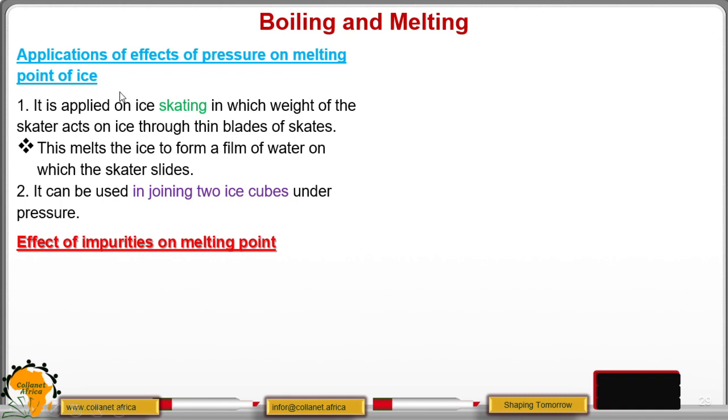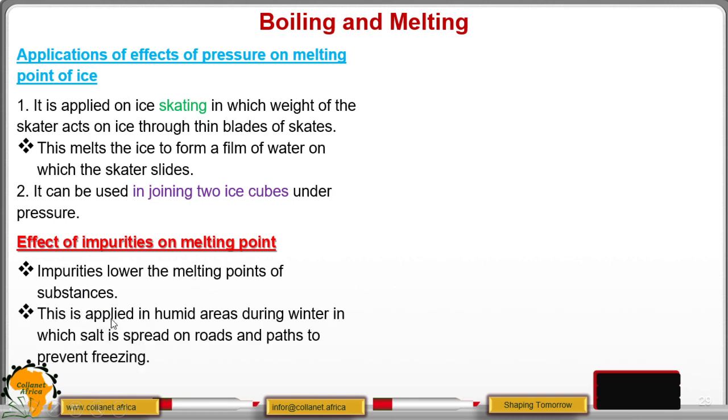The effects of impurities on melting point. Impurities lower the melting point of substances, and this is applied in humid areas during winter, in which salt is spread on roads and paths to prevent freezing. By application of salt, you are adding impurities, and this will lower the freezing or the melting point.